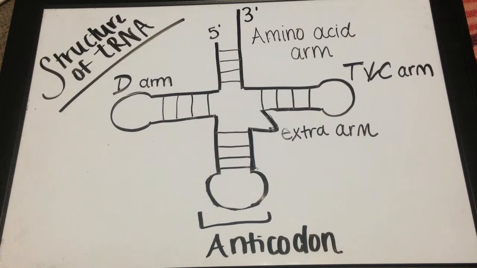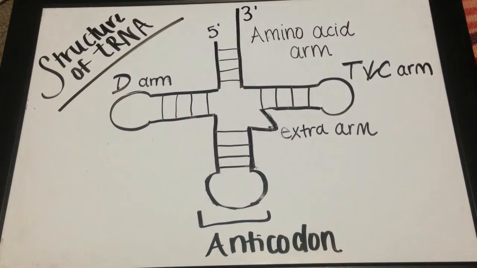The D and TΨC arms are named as such because of the presence of modified bases. The molecule then adopts a tertiary structure, looking something like an L, when the molecule folds and base pairing occurs between the arms.